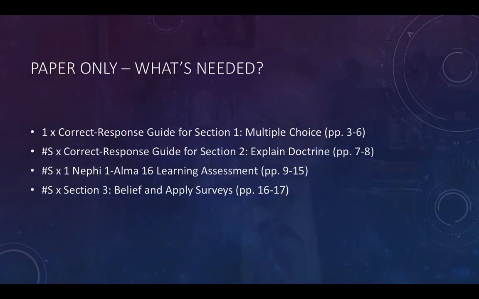The next section that you'll want to print out for each of your students is the correct response guide for section 2, or the explained doctrine section. Here it's listed as pages 5 and 6, but for your intents and purposes, it's going to be pages 7 and 8. And you'll notice on your screen that I have a number sign S times the correct response guide for section 2, explained doctrine. That's just the number of students. If you have 10 students in your class, then print out 10 of these correct response guides for section 2.